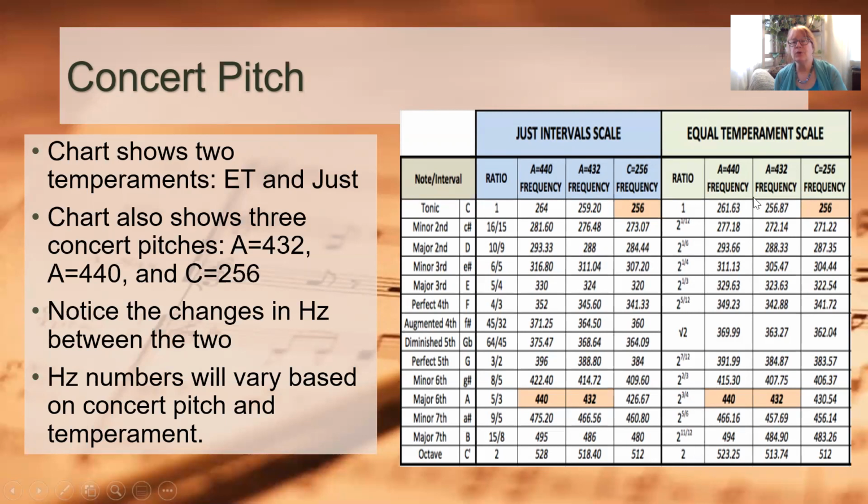So A440, the A above middle C, is going to be 440. Middle C is going to be 261. In 432, the A above middle C is going to be 432 hertz. Middle C is going to be 256.87 hertz. On the other hand, if you're tuning starting with middle C at 256 hertz, you're going to be around 430 hertz for the A above middle C.